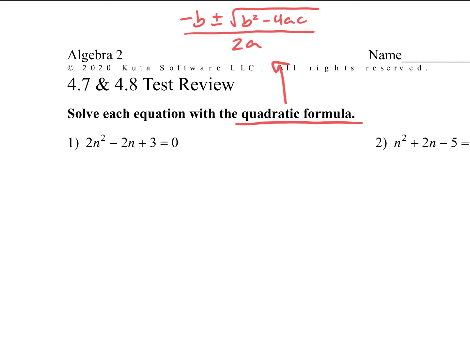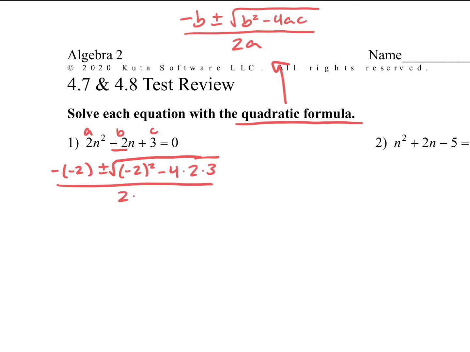So for number 1, what's our A, B, and C? What's A? 2. A is 2. What's B? B is -2. And what's C? 3. So we plug everything in. So we have a -2 plus or minus the square root of -2 squared minus 4 times 2 times 3 over 2a. So 2 times 2.